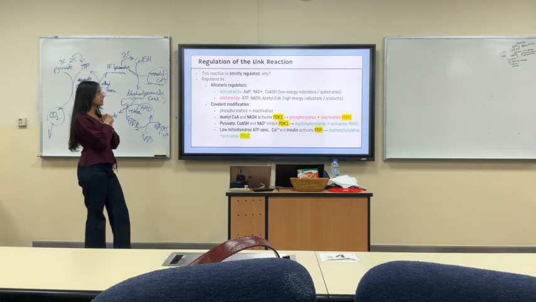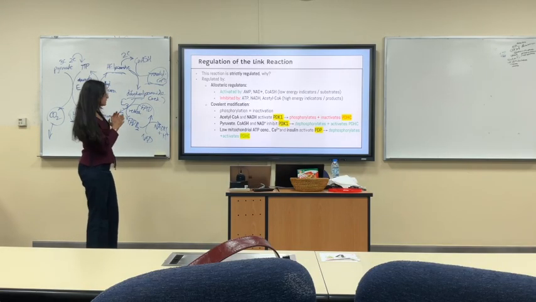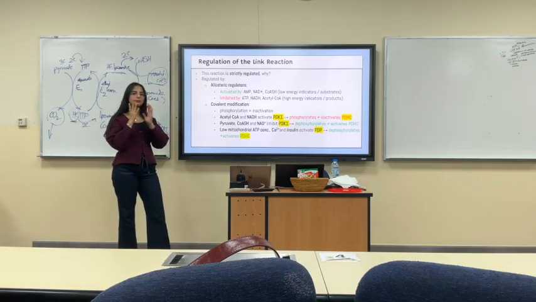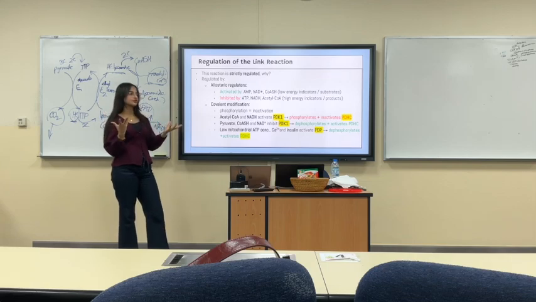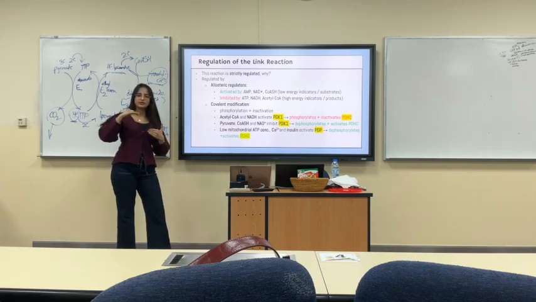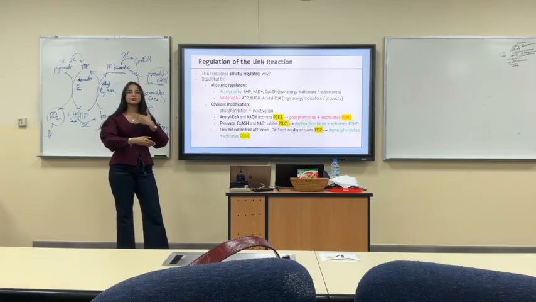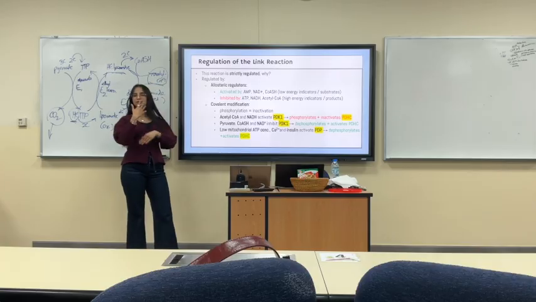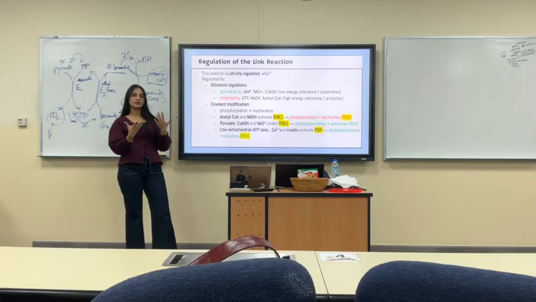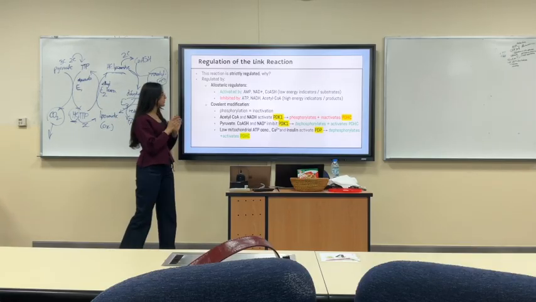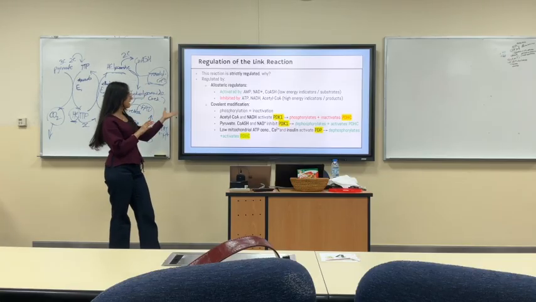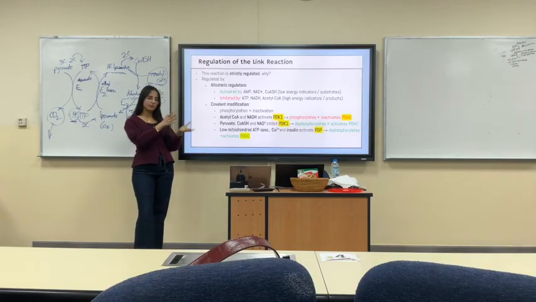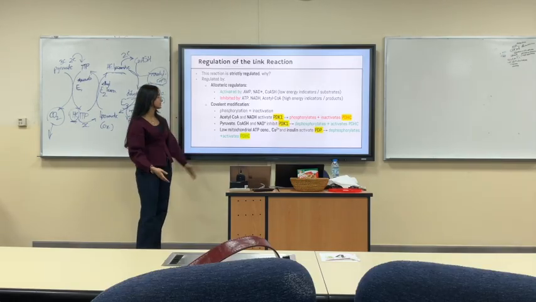Okay, so regulation of the link reaction. This reaction is strictly regulated because it has a very important function in energy production. So when we have low energy levels, it will be activated to produce energy. When we have high energy levels, it will be inhibited because we don't want to produce too much energy. This is how the body works. So it's regulated by two methods. First of all, allosteric regulators, which are compounds that bind to the enzyme to activate or inactivate it.